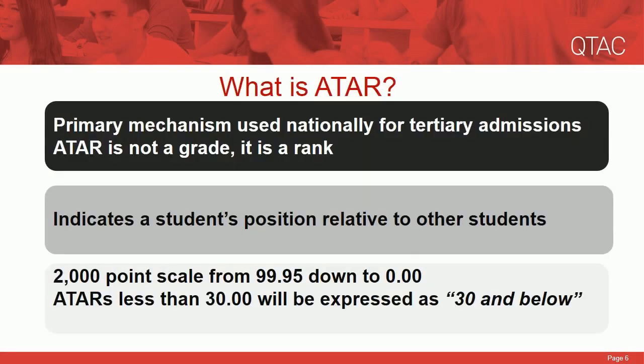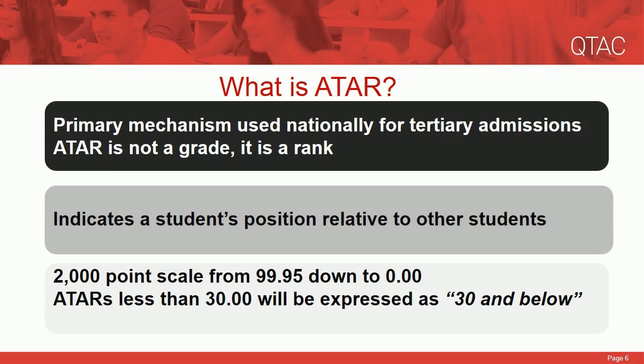ATAR is a ranking system that has been in use in Australia for a number of years. It is important to note that ATAR is not a grade. It is a ranking system which indicates a student's position relative to other students in that same year cohort across the state. It does not measure students across different years. For example, if a student receives an ATAR of 80, that means they have performed better than 80% of the Year 12 students in that year across Queensland.